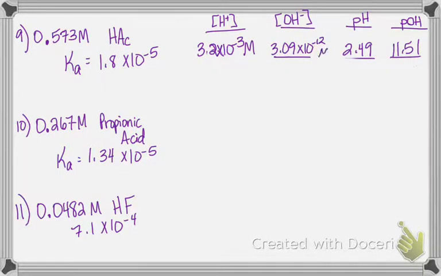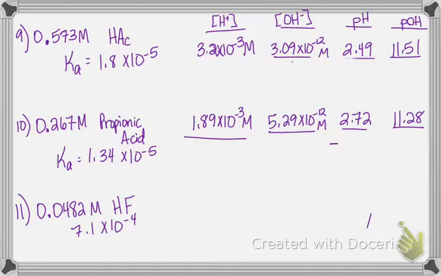And I'm remembering to check that if this is raised to the negative 3, my pH ought to be around 3. This is negative 12. pOH ought to be around 12. Okay? So now you work numbers 10 and 11. Okay, there's the answers for number 10. Is that what you got?